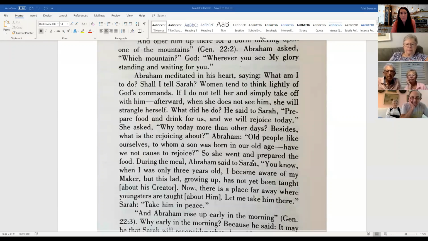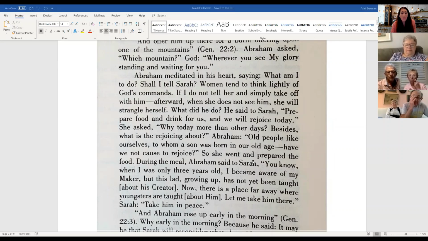He said to Sarah, prepare food and drink for us, and we will rejoice today. She asked, why today more than other days? Besides, what is the rejoicing about? Abraham says, old people like ourselves, to whom a son was born in our old age, have we not cause to rejoice?